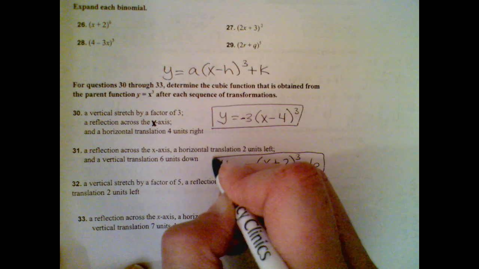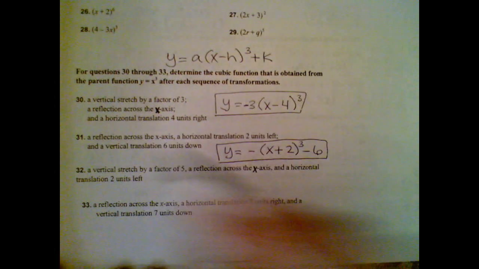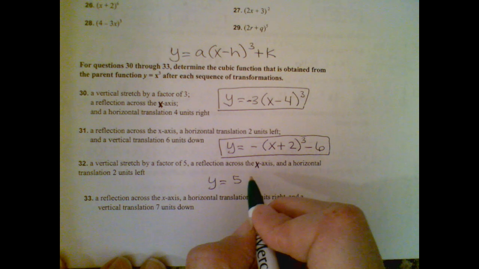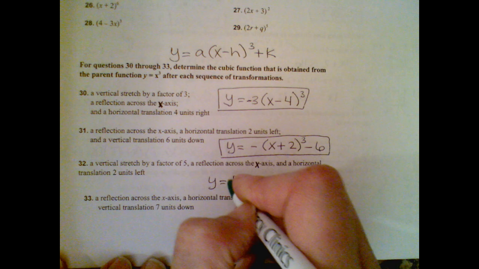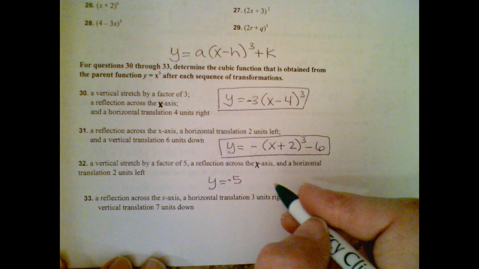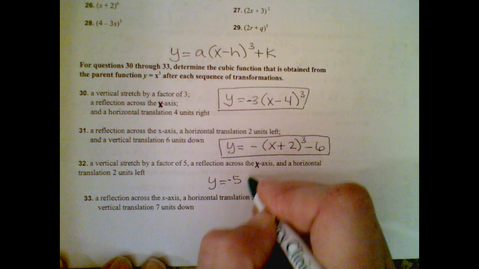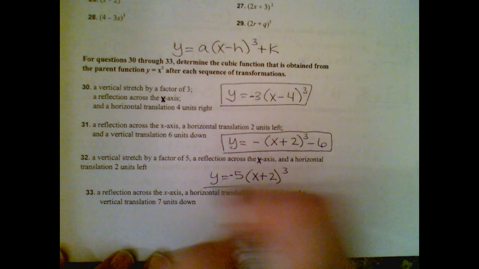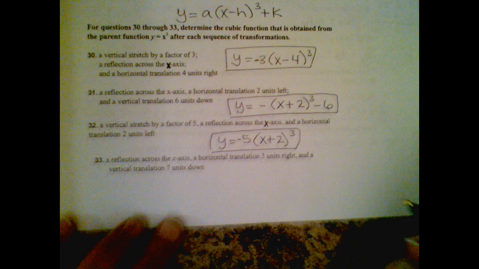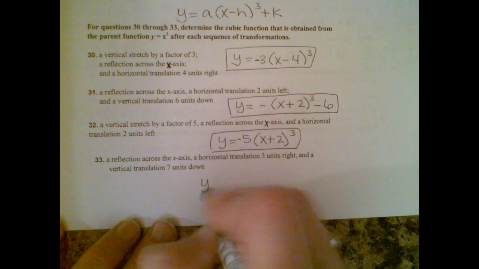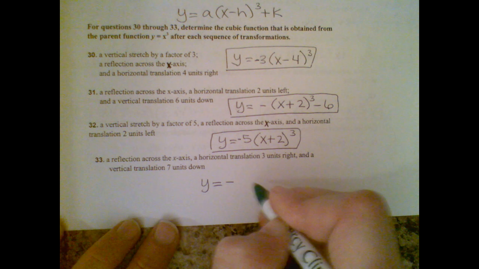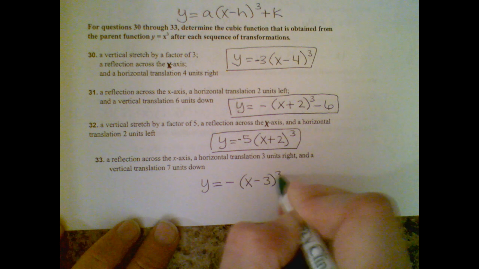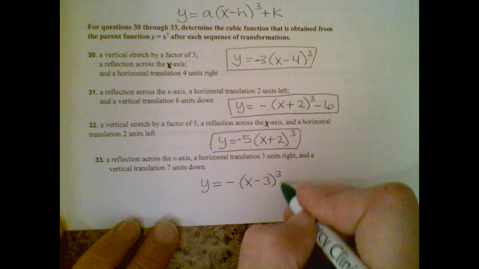Next one, it's vertically stretched by a factor of 5. It's reflected across the x-axis, so we're going to negate it, and then it's moved to the left 2 units, so we're going to add 2. Next one, it's reflected across the x-axis, so we negate it, moves to the right 3 units, so we're going to subtract 3, and then it's moved down 7, so subtracting 7.